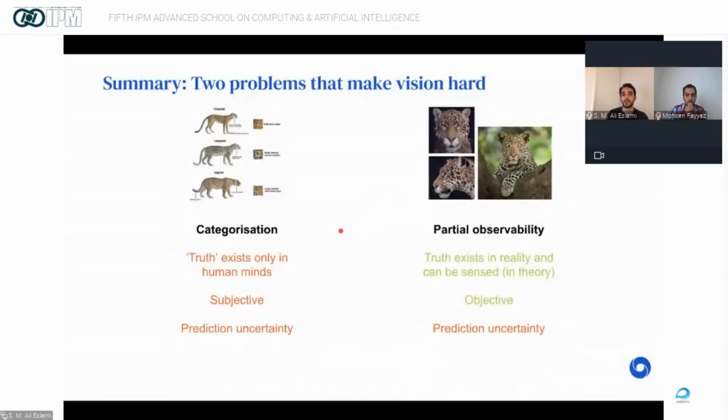So I would argue that maybe it's for categorization that we inevitably will have to use labels and supervision, but we might be able to go very far on this partial observability problem without labels. And maybe that's something that's worth pursuing now as a research topic.